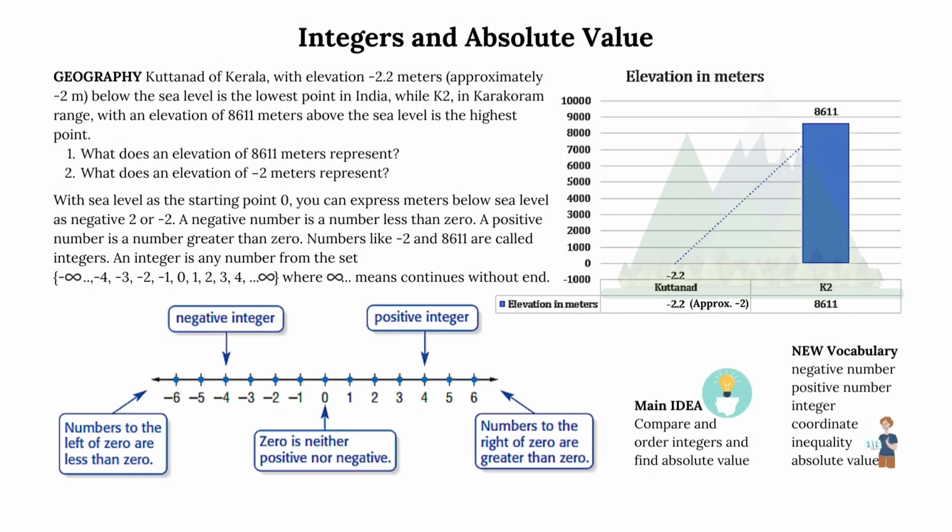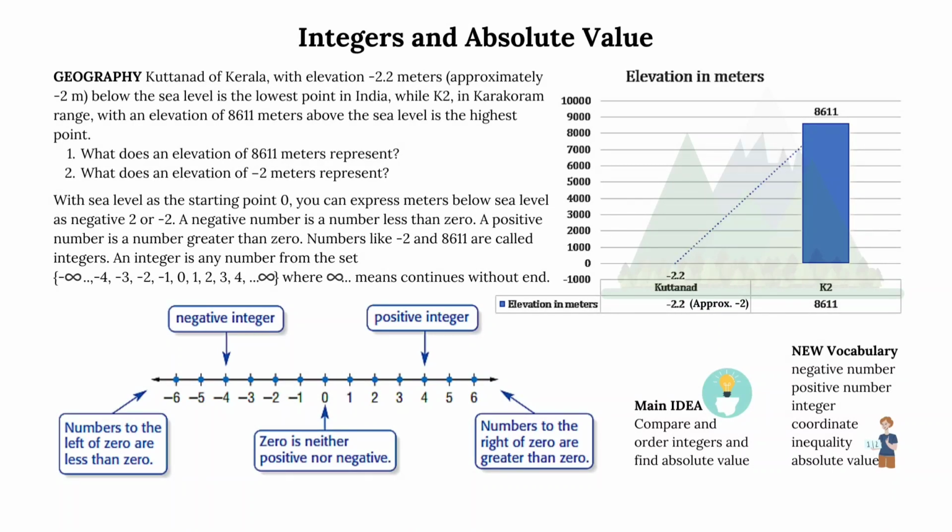What does an elevation of 8,611 meters represent? What does an elevation of minus 2 meters represent? With the sea level as the starting point 0, you can express meters below sea level as negative 2 or minus 2. A negative number is a number less than 0.